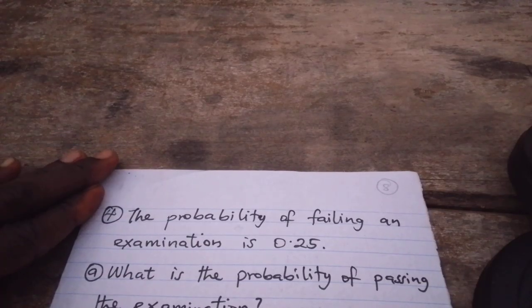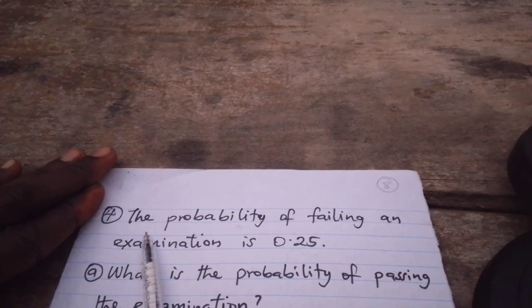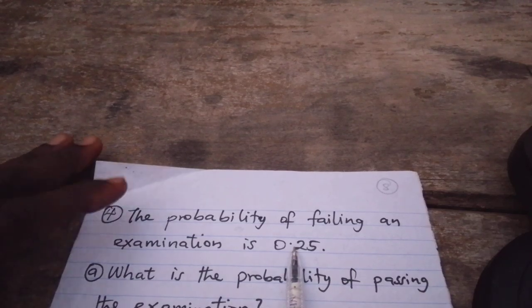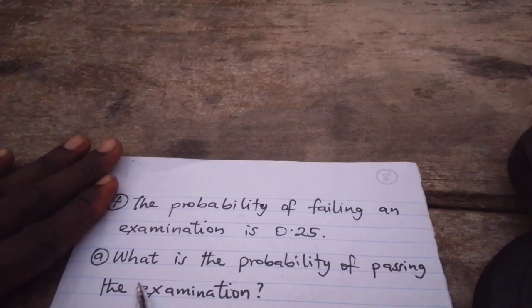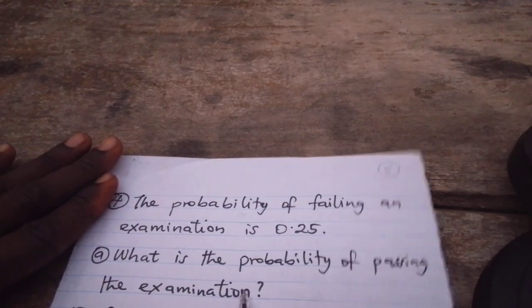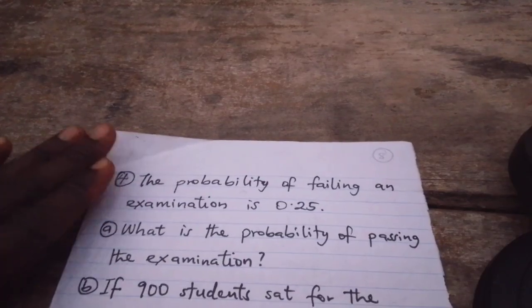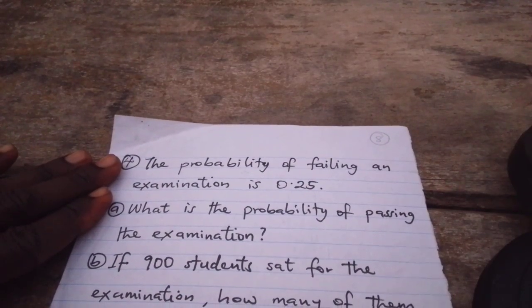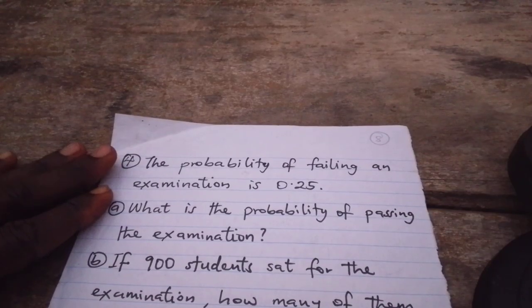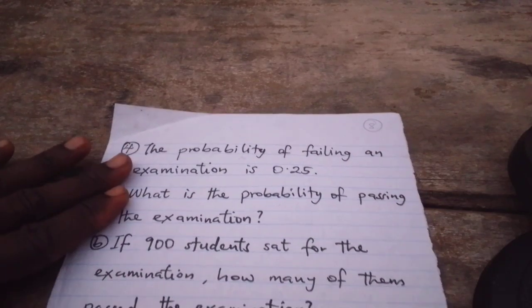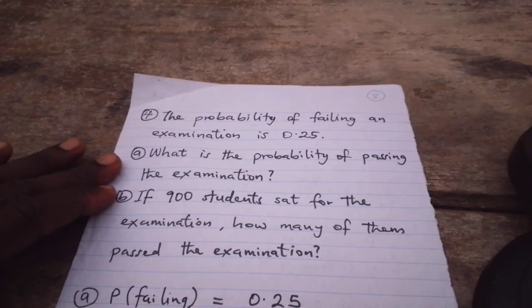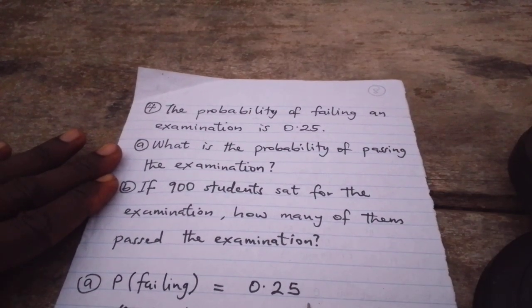Now let's look at this other example. The probability of failing an examination is 0.25. A. What is the probability of passing the examination? B. If 900 students sat for the examination, how many of them passed the examination? Now, first of all, we are told that the probability of failing the examination is 0.25.